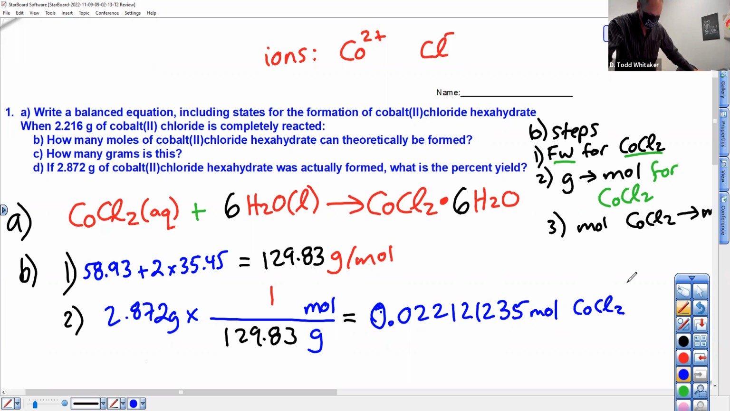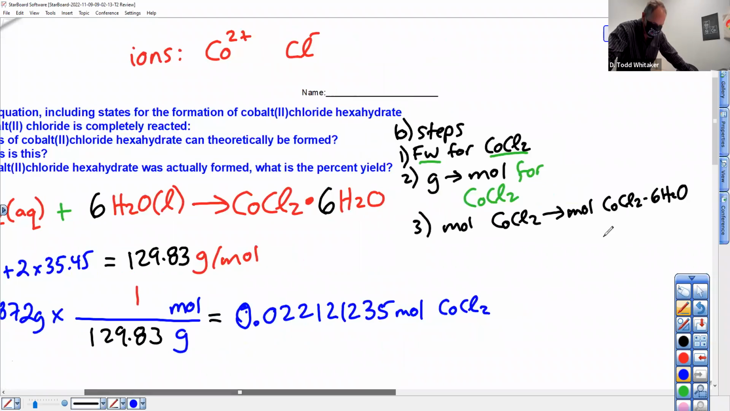So 2 grams to moles for COCl2. Mole COCl2 to mole COCl2 hexahydrate. Moles of substance A to moles of substance B. This is the only time you use what? Coefficients from the balanced equation. Coefficient time.